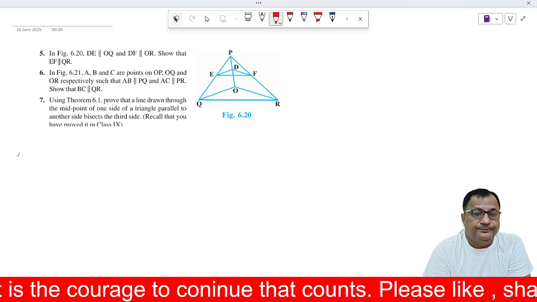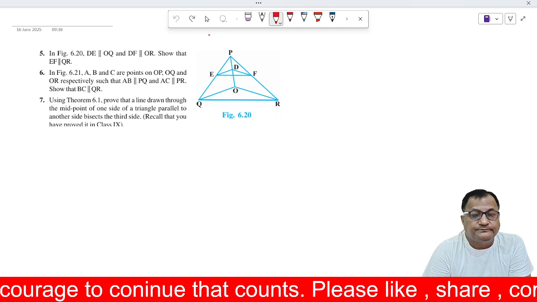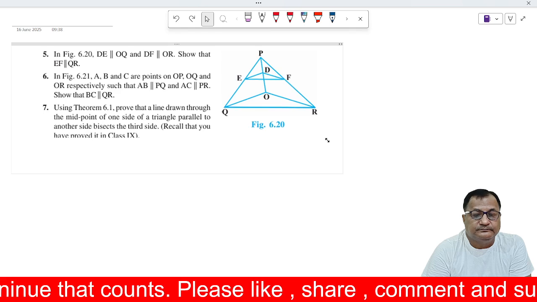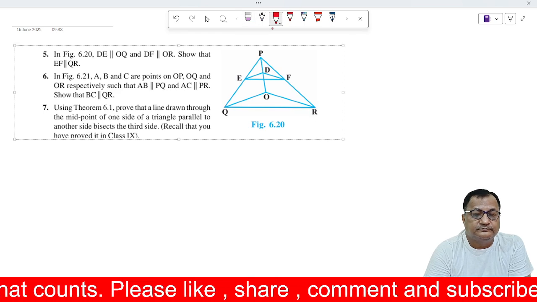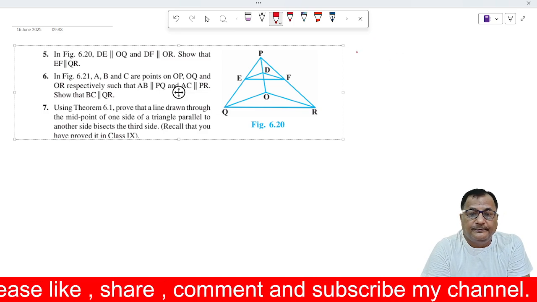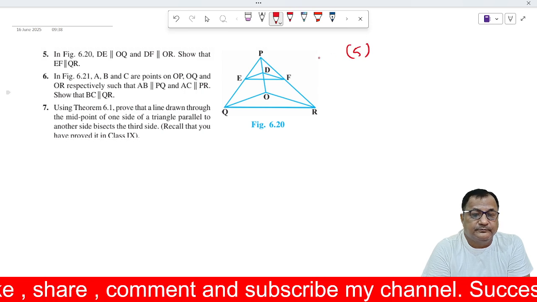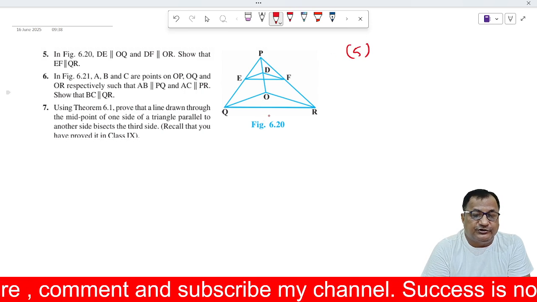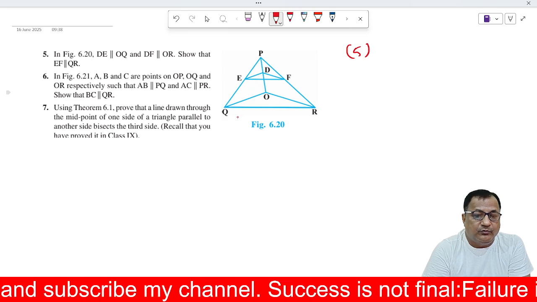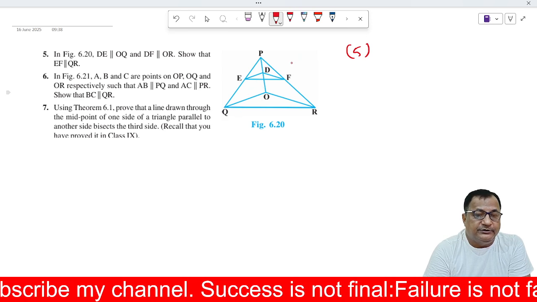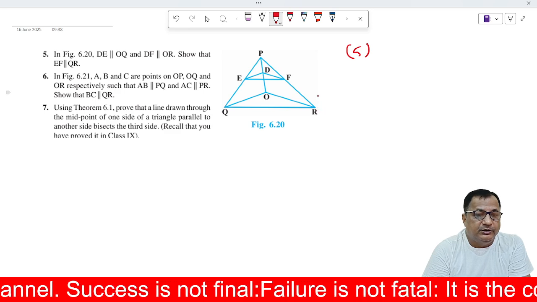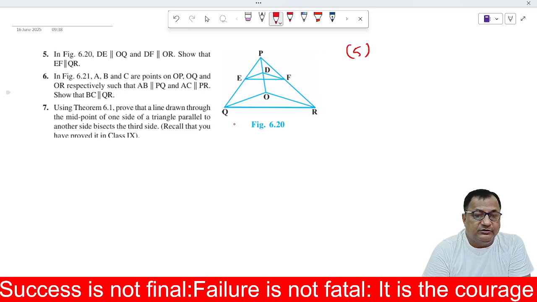Question number 5. In figure 6.20, DE is parallel to OQ and DF is parallel to OR, given. So we have to show that EF is parallel to QR.